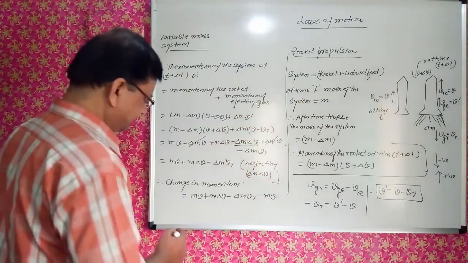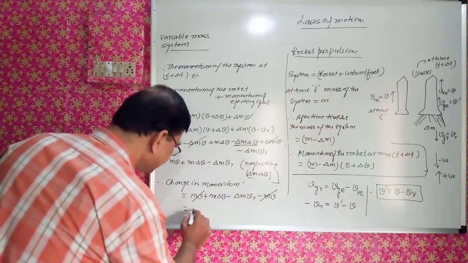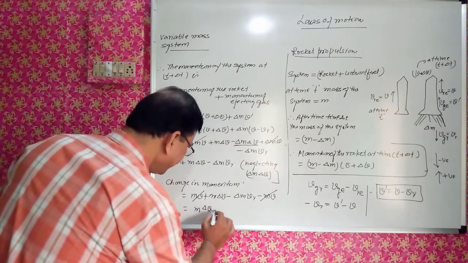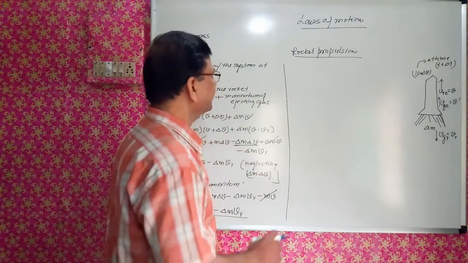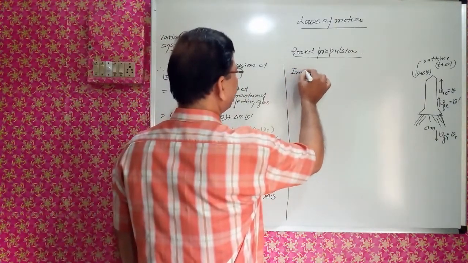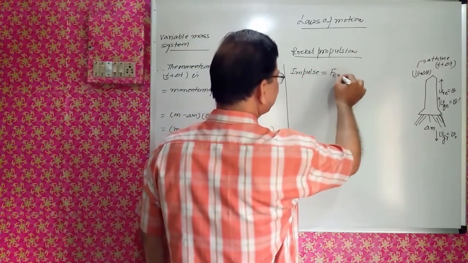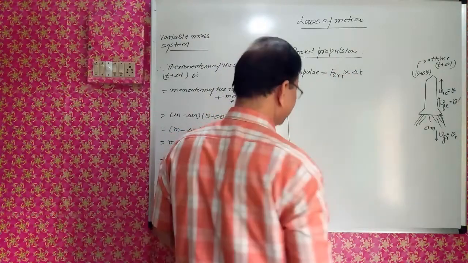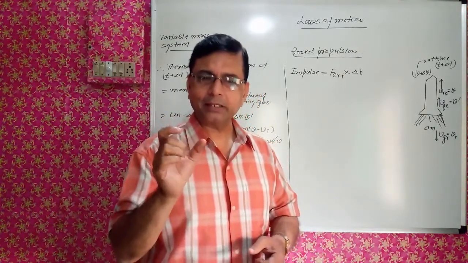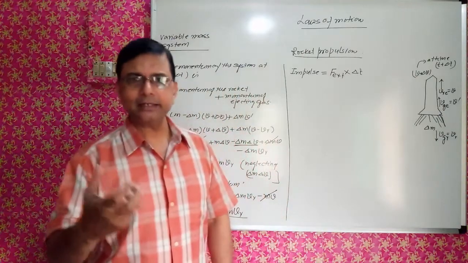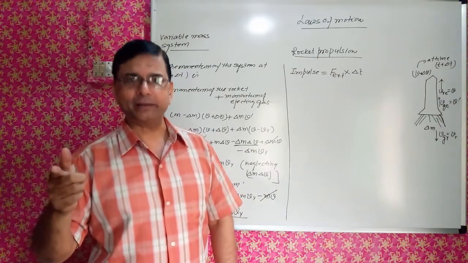Minus mv. Therefore, this is mv and mv will go. We will get m delta v minus delta m vr. Here one thing we know, that impulse is equal to F external into delta t. That we know: external force applied for a short time, then the product of this force and the duration is called the impulse. And impulse is equal to change in momentum, right?